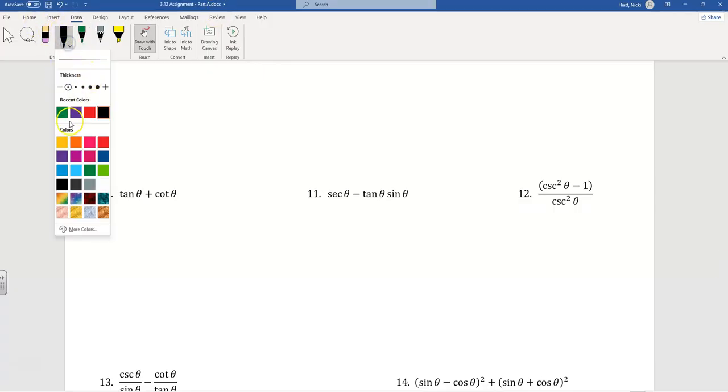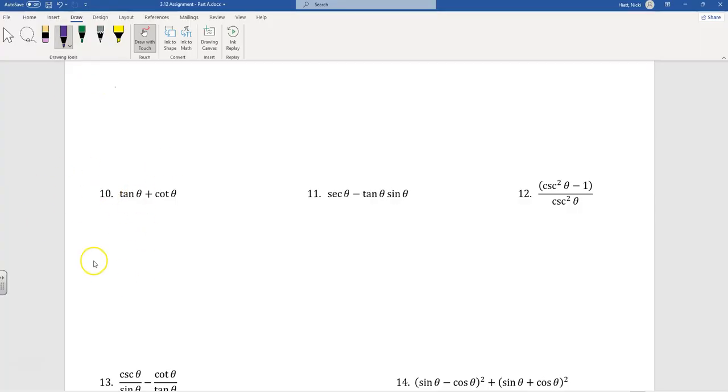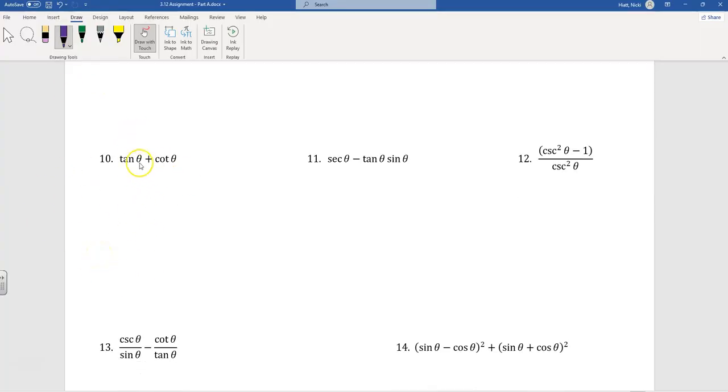For 10, do I have anything I can just replace right off right here? Like, can I use a Pythagorean identity or anything? The only real thing I can do is change this. I could either do cotangent as 1 over tangent, or I could do all sines and cosines, right? My personal preference is sines and cosines for this. So if I change tangents to sines and cosines, I'm going to have sine theta over cosine of theta. And if I change cotangent, I will have cosine theta over sine theta.